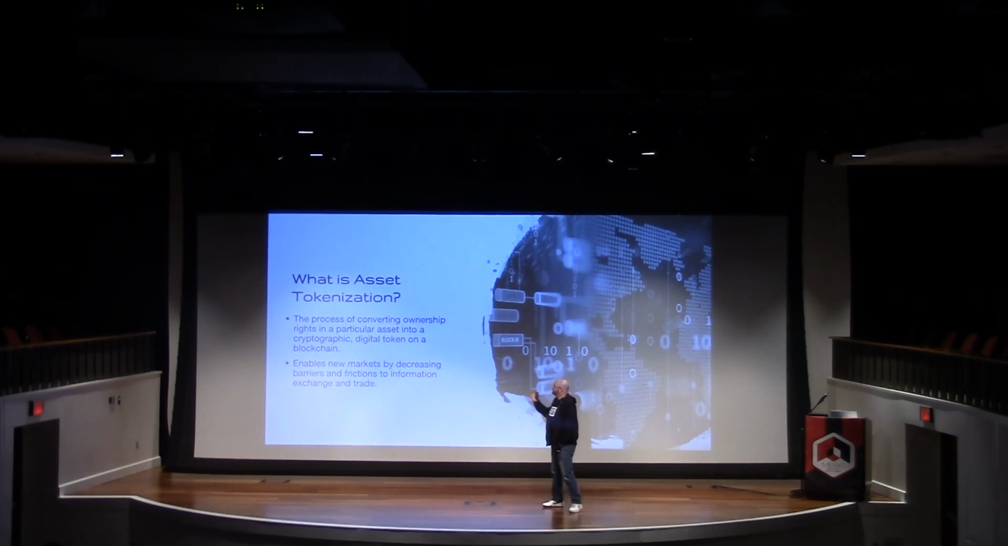We have to answer this question: what is asset tokenization? Asset tokenization is the process of converting ownership of an asset into a token on a blockchain ledger. And in particular, we're working with financial assets, securities. We're taking what constitutes real-world securities and we're making a token on a private network, not a public network.